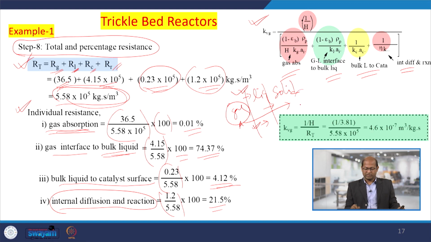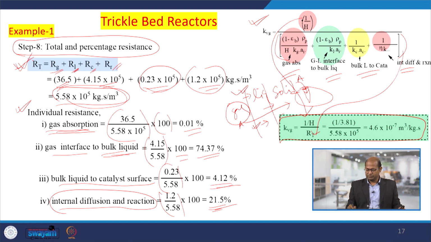From here to the catalyst surface, the pore is there. So here the resistance of reactant A diffusing inside the pore is 21.5 percent. From these examples we know how to find the individual resistances, and if we sum up, we can find the overall resistance. And here is the kVg value, how to find it. kVg is the overall transfer coefficient, that is 1 by this, and the bottom part is the total resistance RT, which we have found. So then we can find the kVg value.